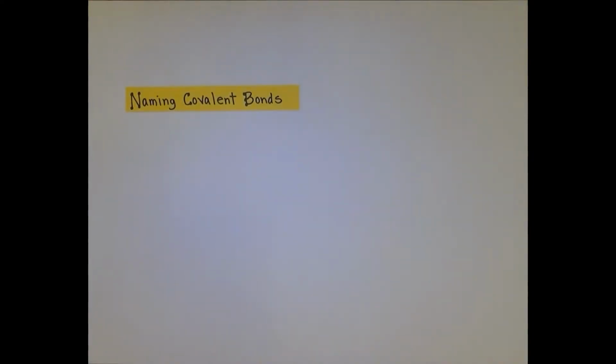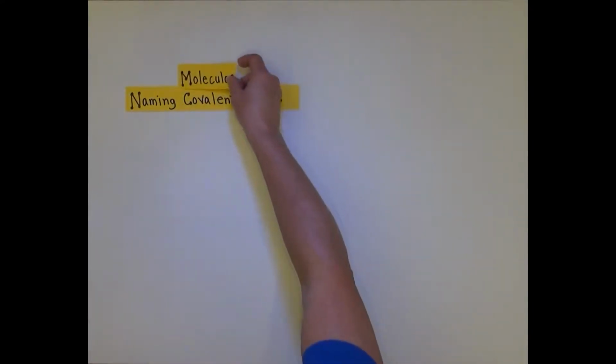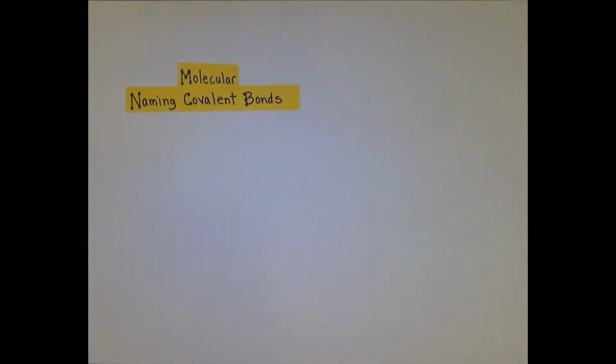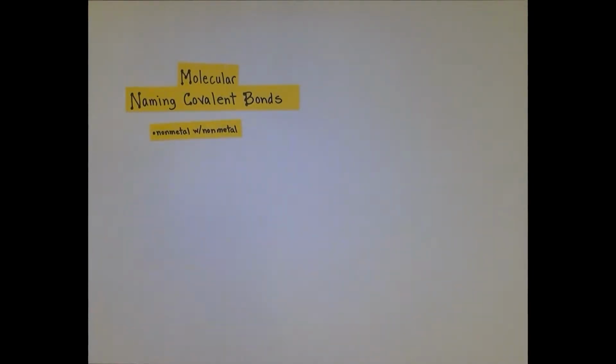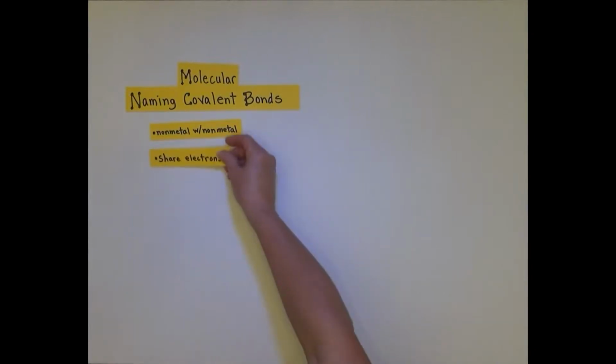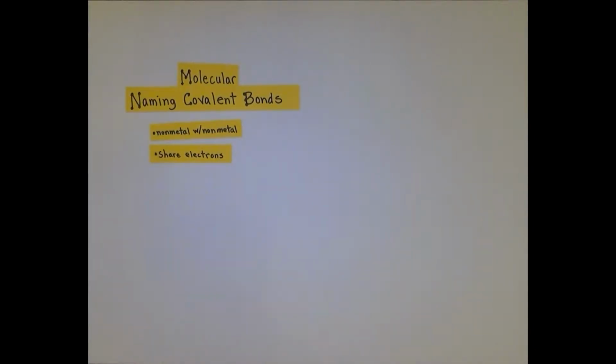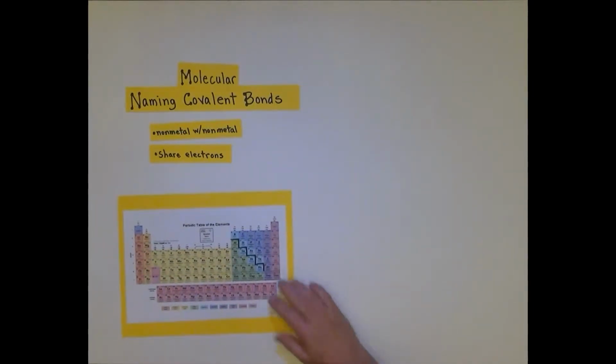This slide is going to be on naming covalent bonds. Another name for a covalent bond, you might also see it called a molecular bond, so you can call it either one. In covalent bonds, you're going to have a nonmetal bonding with another nonmetal, and they are going to be sharing their electrons. Whenever you are naming any type of bond, you need to make sure that you have your periodic table available.